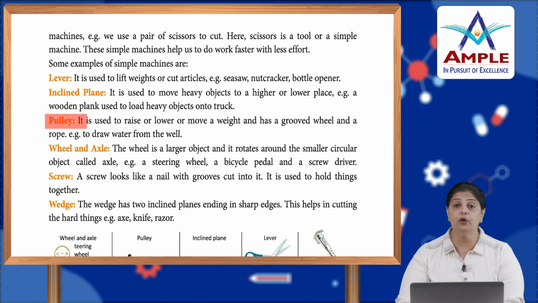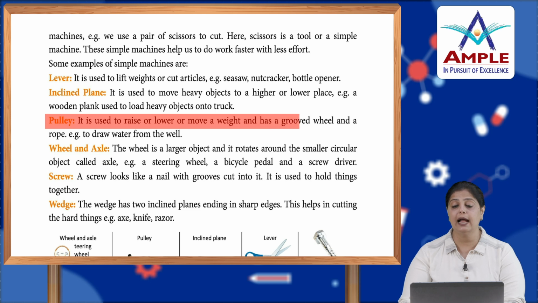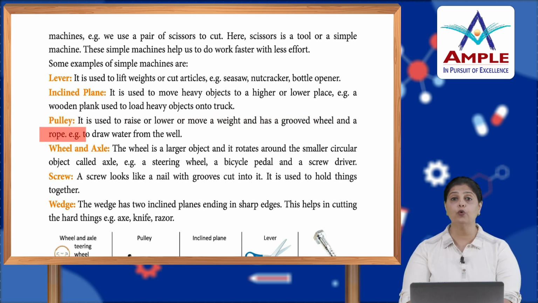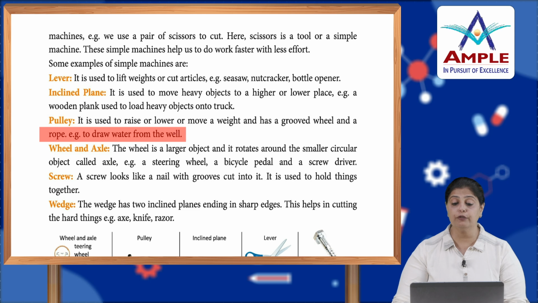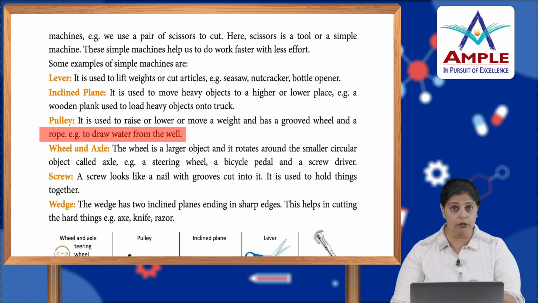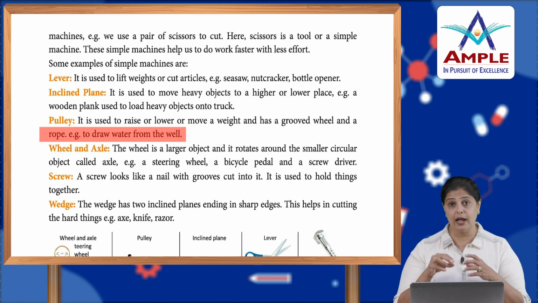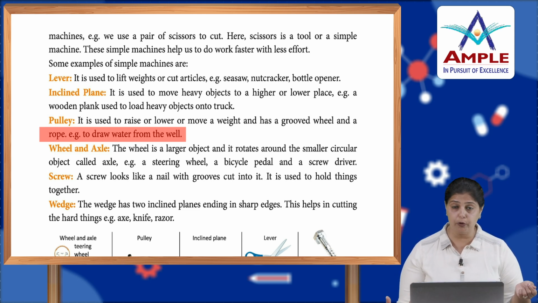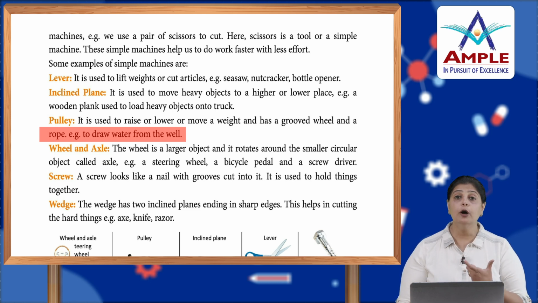Then pulley. What is a pulley? It is used to raise or lower a weight and has a grooved wheel and a rope. Example, to draw water from the well. So, if you look at the diagram, you will see that this girl is drawing water from the well. There is a pulley attached to it. It is like a wheel attached to it, which has the rope tied to it, and then there is a bucket on one side and a loose end of the rope on the other side. So, when you are trying to pull water, the pulley helps you to draw the water out of the well easily, with not too much effort.